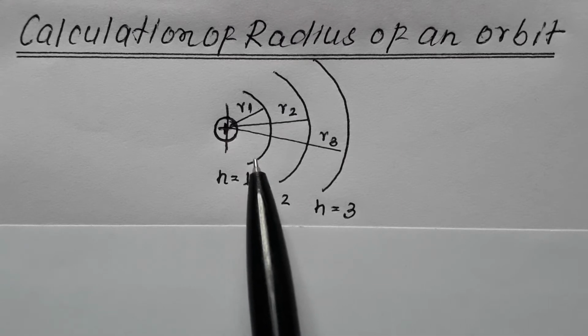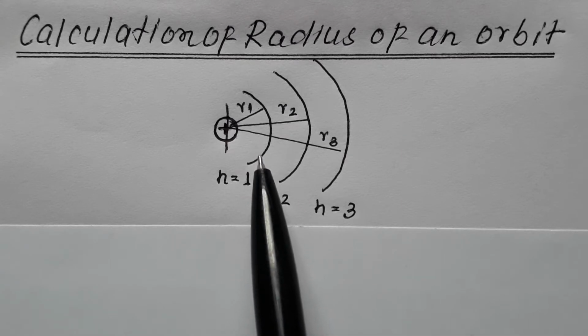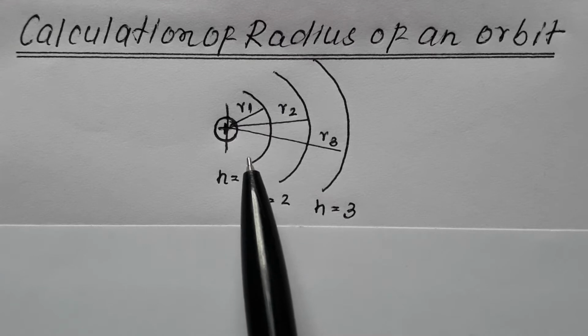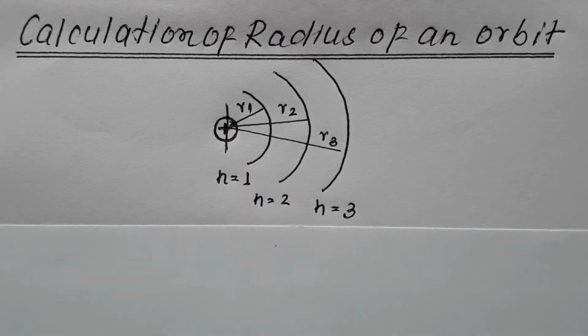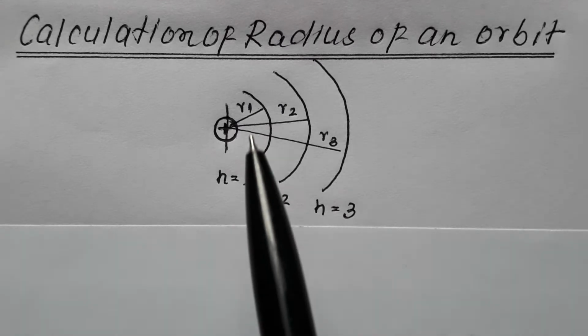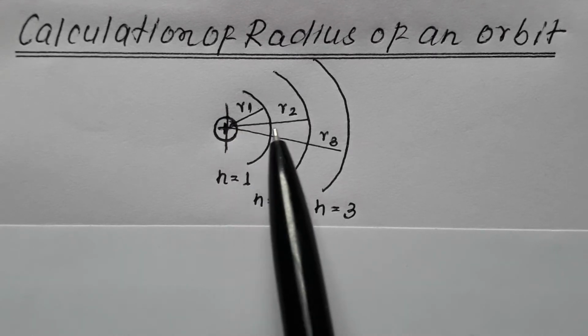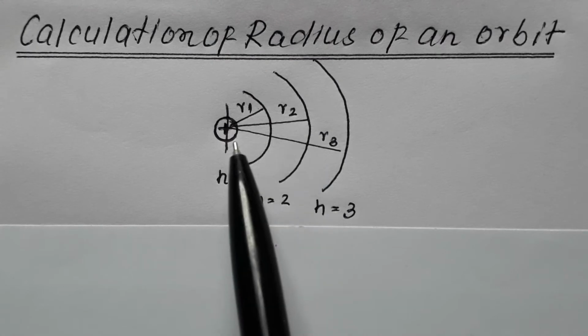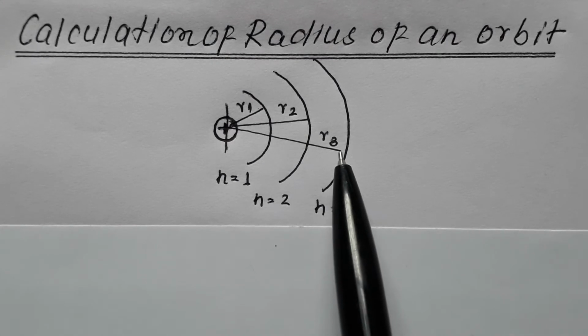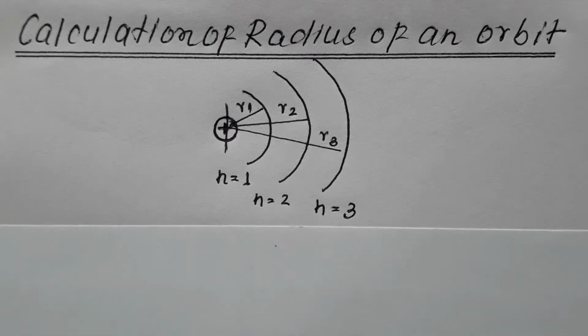Now since atomic orbits are circular paths, every orbit will have a particular radius. Say the radius of the first orbit is r1, that of the second orbit is r2, that of the third orbit is r3 and so on. Now we are trying to calculate the radius of an orbit based on Bohr's model.